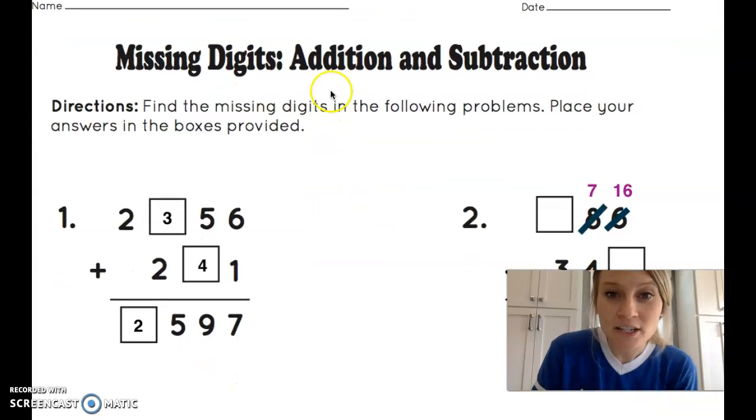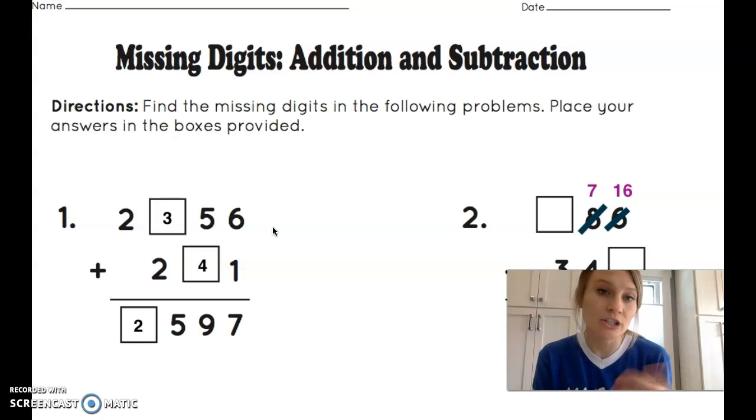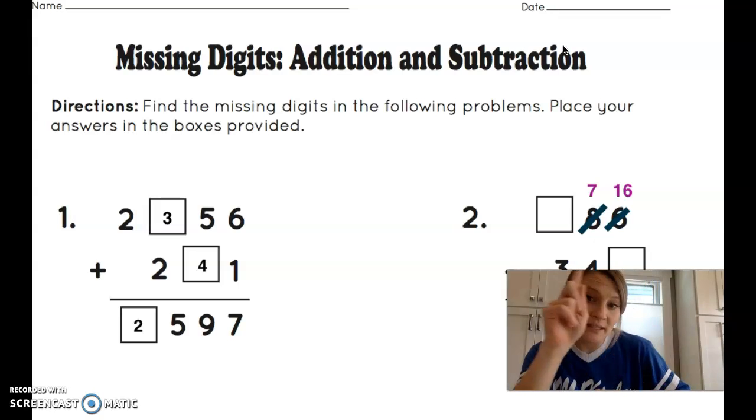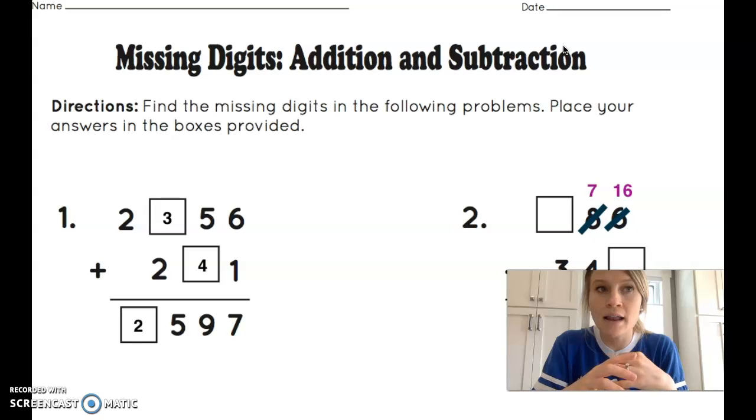For the missing digits, addition, subtraction, you are going to have to figure out which digits are missing. Now remember, addition and subtraction work together in a fact family. So if you don't know a certain digit, you usually can use the opposite. You can either add the opposite way or subtract, and you have to work it so that they all connect as that fact family.